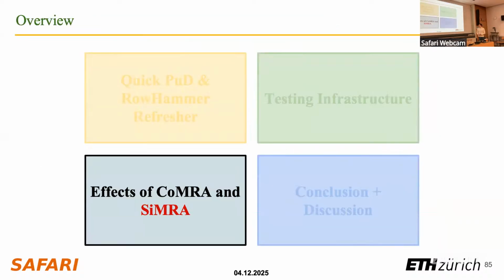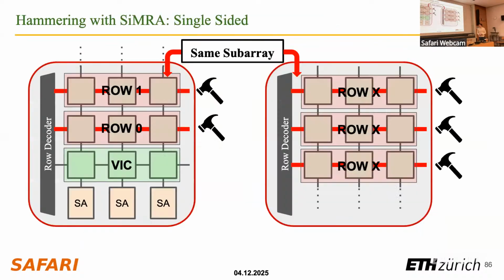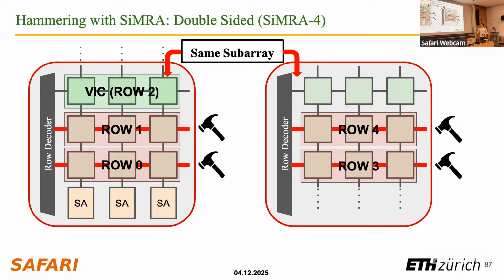Okay, let's look at the simultaneous multiple row activation. We can also do two ways of hammering, single-sided and double-sided. So here it's the same principle. We have our victim row and it is not sandwiched. And then for double-sided, it is sandwiched. And for this particular example, we have a SIMRA 4 because we have 4 aggressor rows activated simultaneously.